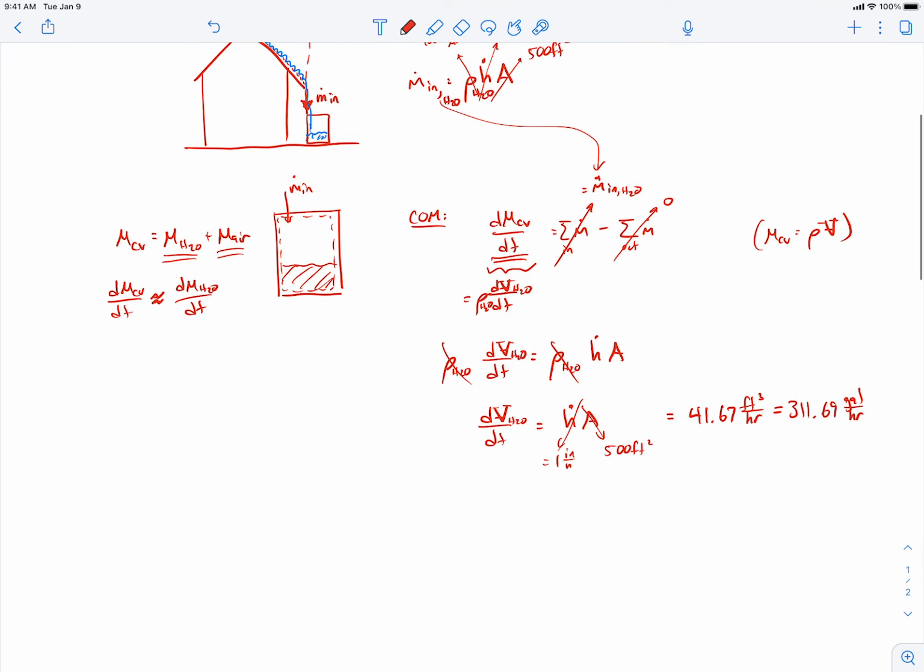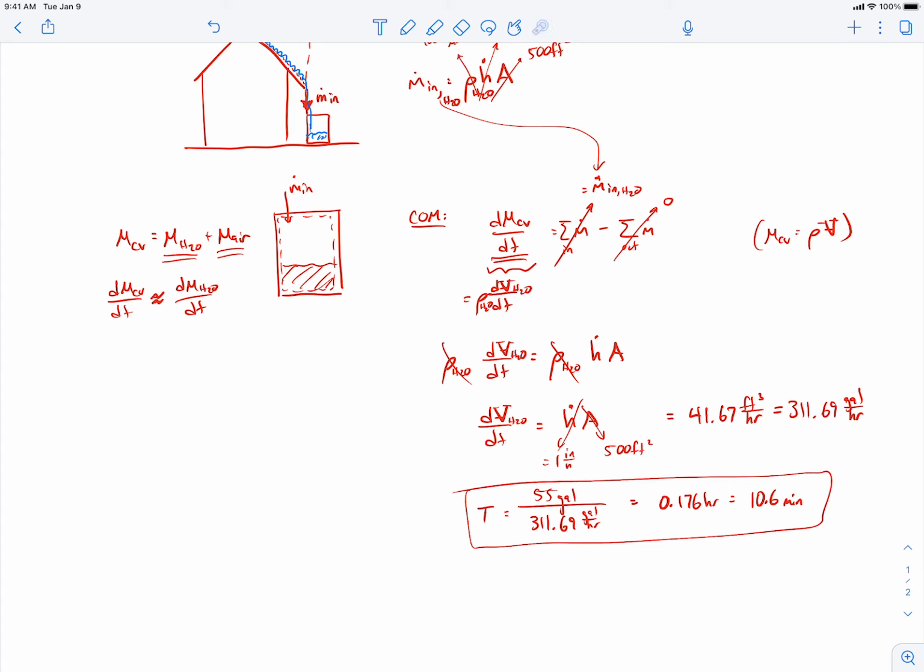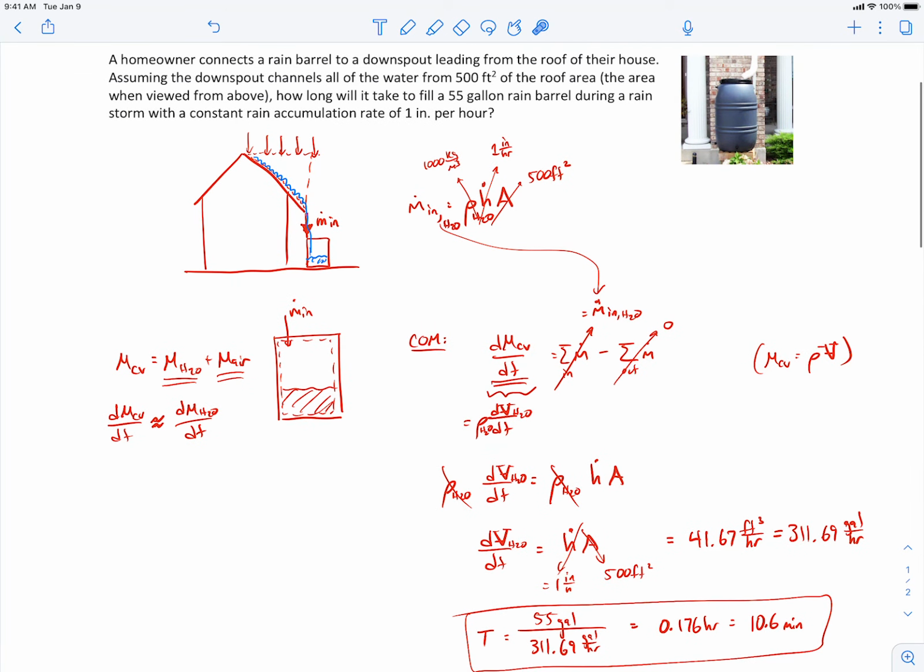So if you want to find the amount of time it takes to fill the 55-gallon drum, let me call that capital T. That'll be the 55 gallons, which is just the volume of the drum, divided by the rate at which it's filling up, which would be the 311.69 gallons per hour. And that'll come out to be 0.176 hours, or 10.6 minutes. So this is, again, the time it takes to fill the 55-gallon drum. Here's the volume we're trying to fill, here's the rate at which water volume is coming in, and so you can solve for the time. So it only takes just a little over 10 minutes to fill up this 55-gallon drum.